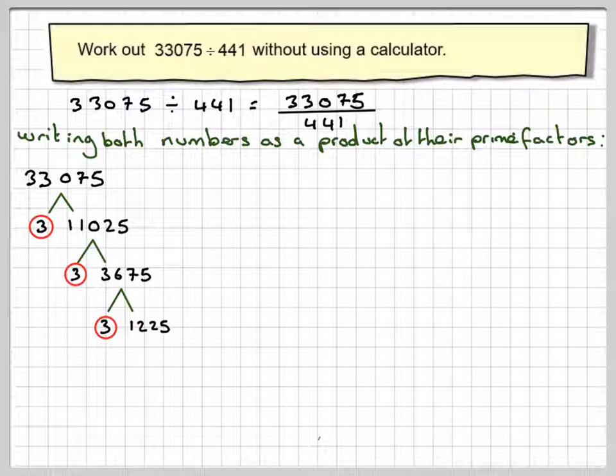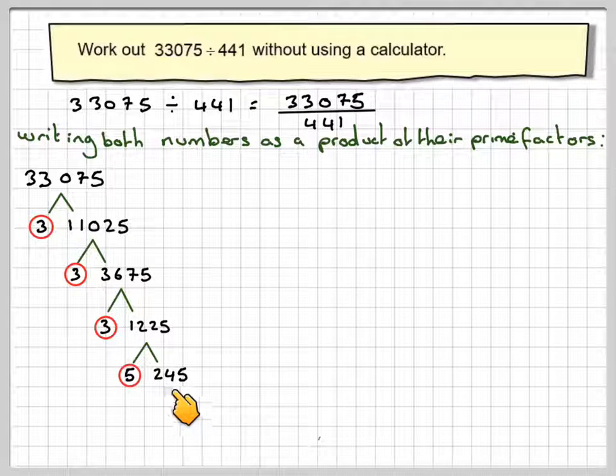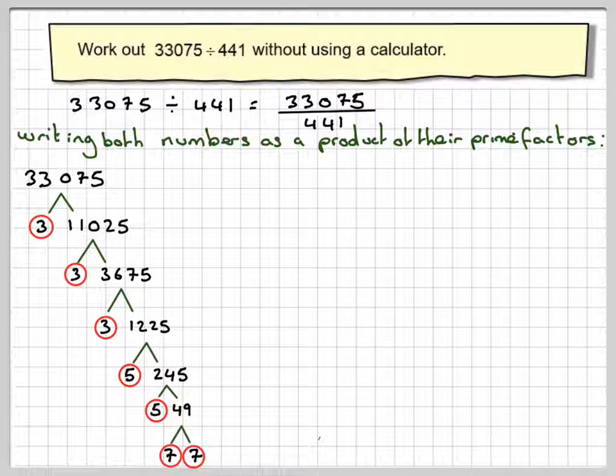1,225. Now 3 no longer goes in, but because it ends in 5, it's divisible by 5. It will leave you 245. Again, it's divisible by 5, which will leave you 49, which you know is 7 times 7. So this is the product of its prime factors.